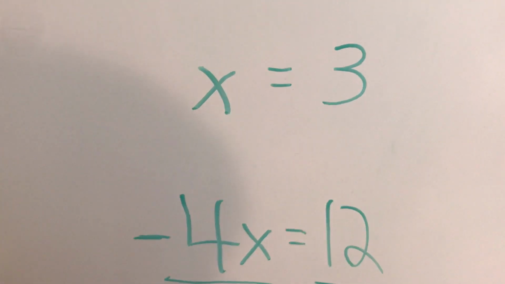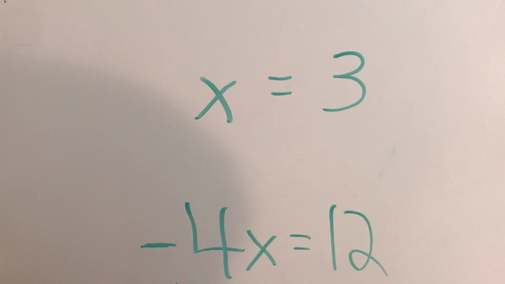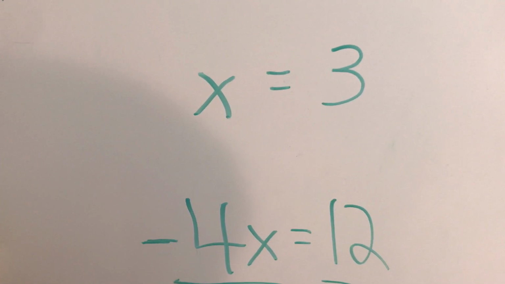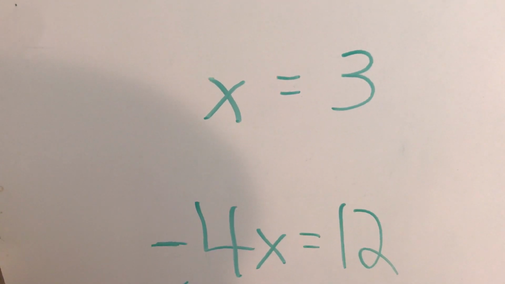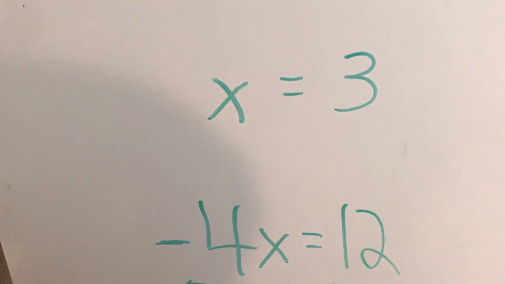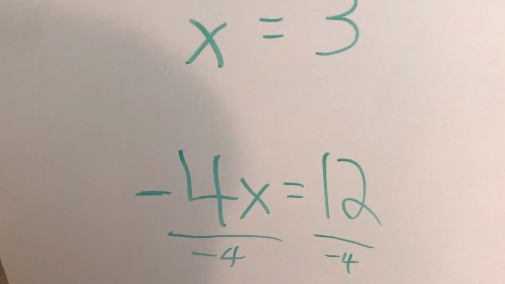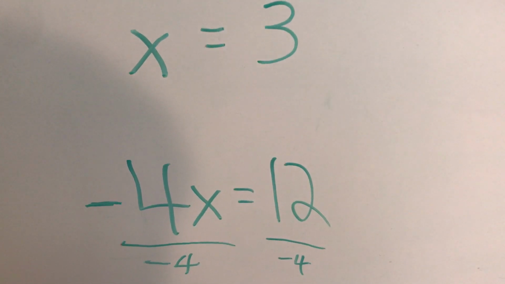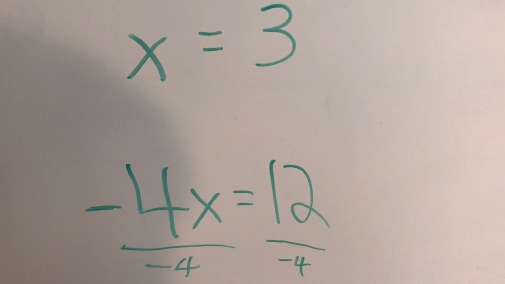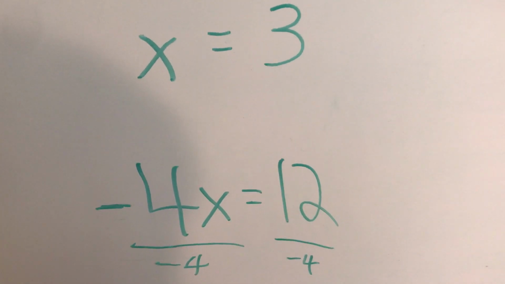Now we have negative 4x equals 12. So there's a negative 4 being multiplied with the x, equals 12. So you've got to divide both sides by negative 4. On the left side, the negative 4's cancel each other out and you're left with just an x. And on the right side, 12 divided by negative 4.